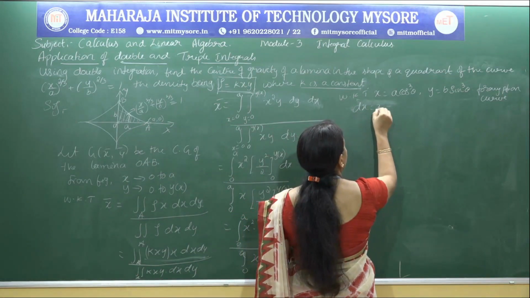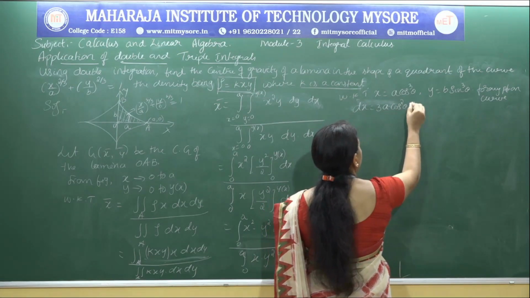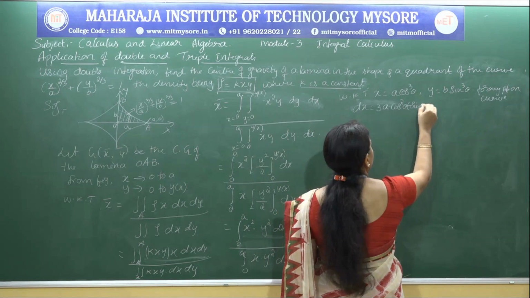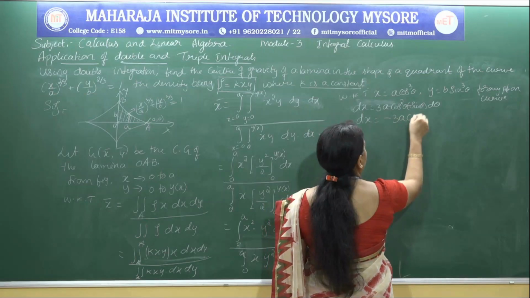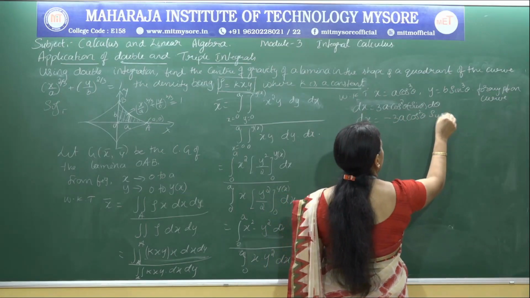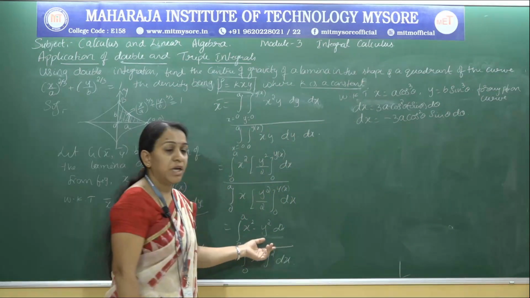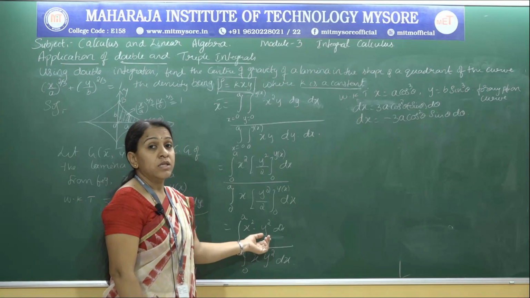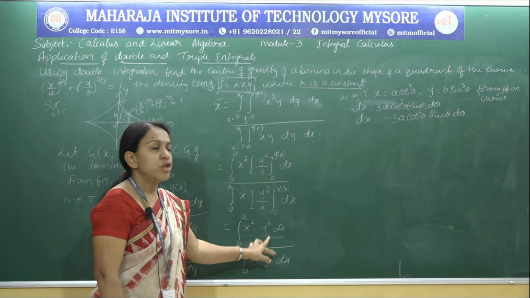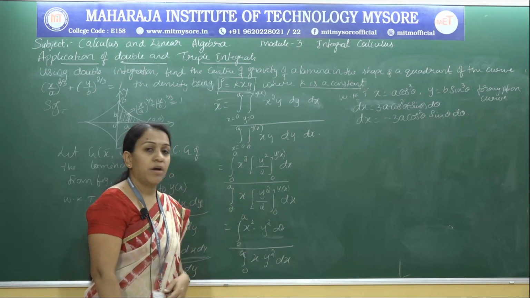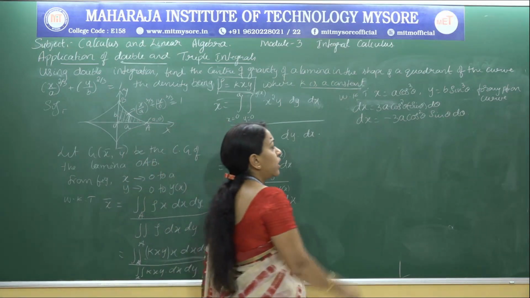dx is given by 3 times a into cos square theta into the derivative of cos, minus sin theta d theta, or dx can be rewritten as minus 3a cos square theta sin theta d theta. Since I have not replaced y in terms of x, I will remain with y. So I substitute x and y in the standard form of x and y for the given curve, so that I get dx.